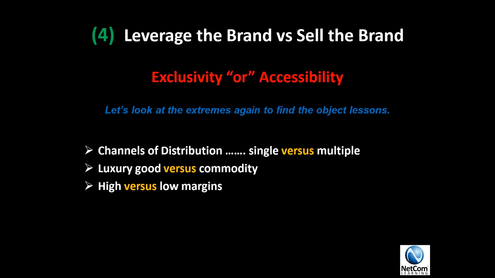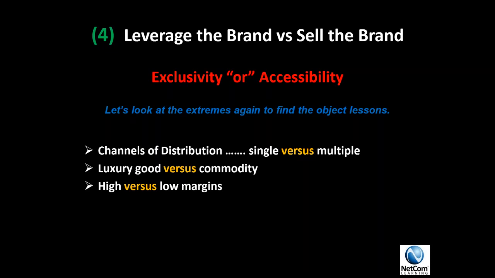Our next and 4th continuum on our strategic cube is leveraging the brand versus selling the brand. This is about exclusivity versus accessibility. Let's look at the extremes again to find the object lesson. If we only have one channel of distribution versus multiple channels of distribution, we might be leveraging versus selling the brand. Leveraging the brand is about maintaining that luxury goods part of the market, and selling the brand means that we have made our product more accessible at more distribution channels, and we are approaching, we're not a commodity per se, but we are approaching that end of the continuum.